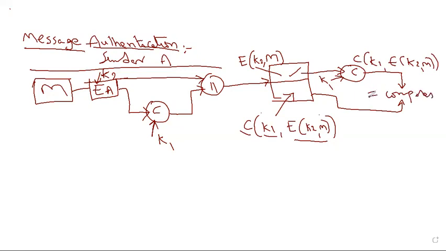If both are equal, then the receiver feels that the received message is correct. But the received message is in encrypted format, so he must restore the original message. How can we restore it? Just by conducting decryption. We can restore the original message by conducting decryption.